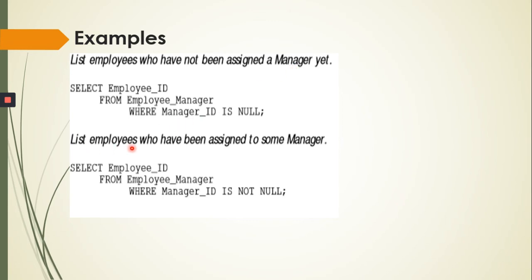Okay, so list employees who have been assigned to some manager. So who are managers? Managers have a manager ID, and as employees they have an employee ID also. So to find this, we have to write the query like this: select employee ID from employee manager where manager ID IS NOT NULL. Manager ID IS NOT NULL means manager ID has some value, and if manager ID has a value, that means he or she is a manager. Okay, so according to this query we can find all the employees who are assigned as a manager.